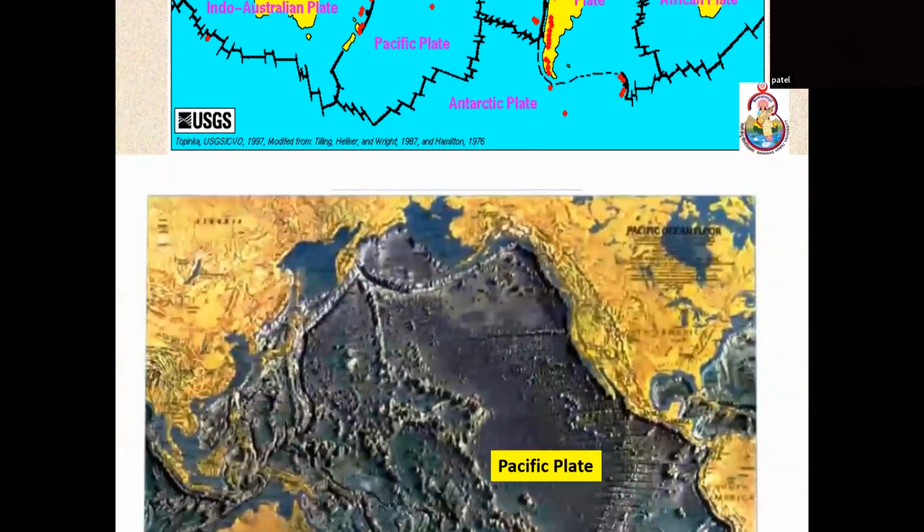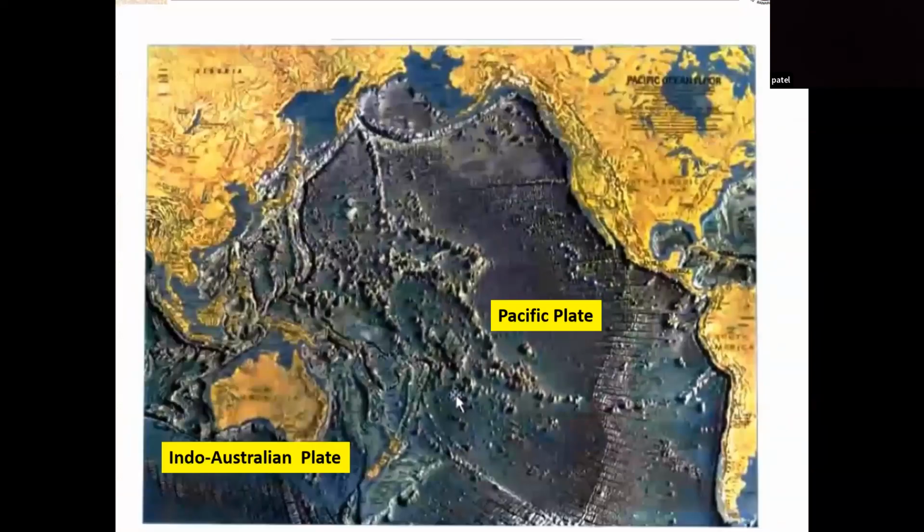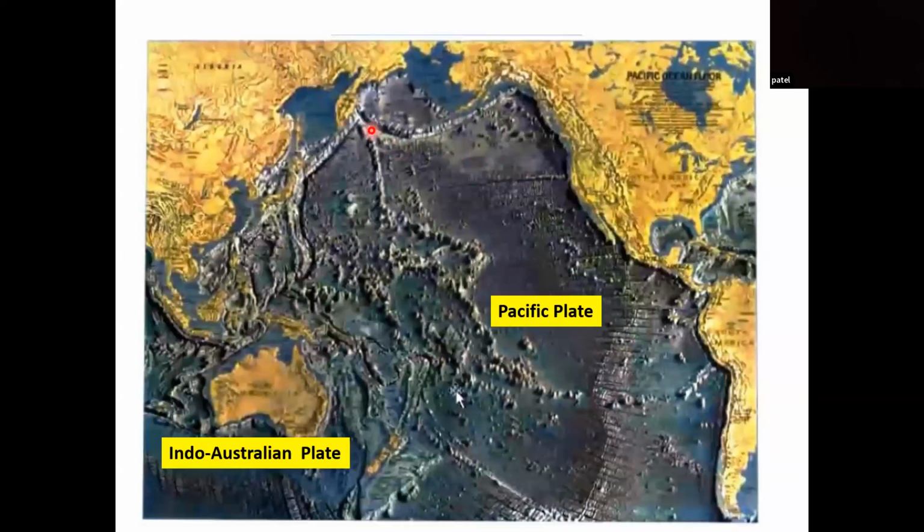Here is a satellite image of this specific plate. You can see this plate is bounded by different types of margin. Where I'm moving this pointer, you can see a dark line. This is a depression, highly deep, a deep ocean trench.